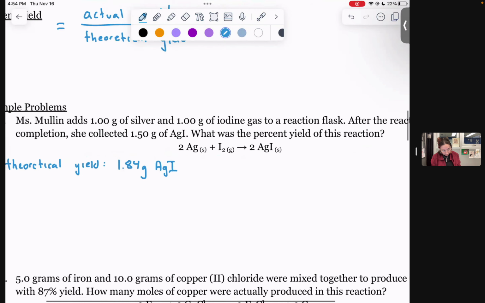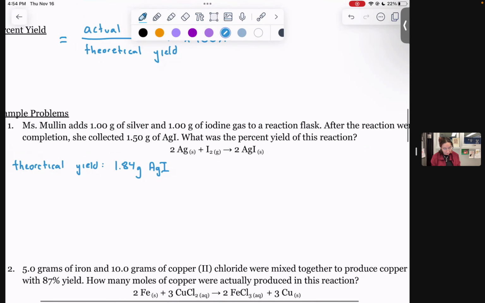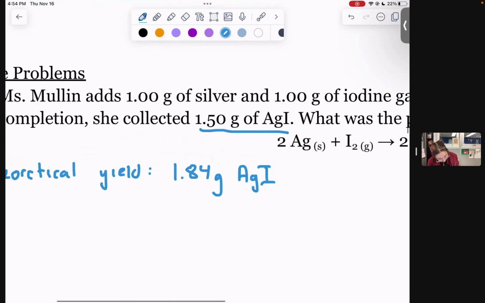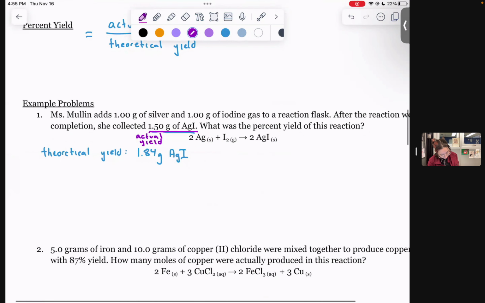But it says here that once I did the reaction, I actually only got out this many grams of silver iodide. So that is my actual yield. Sorry, not great placement. You can write it somewhere else if you want. So it's asking for my percent yield.